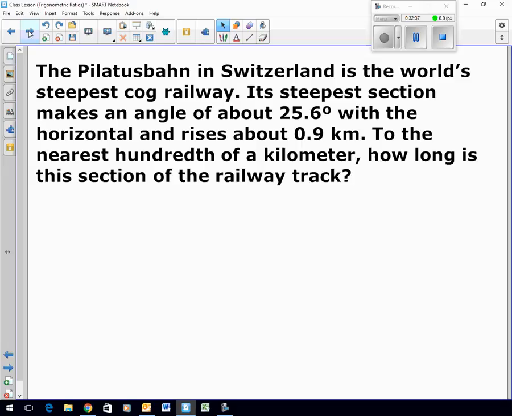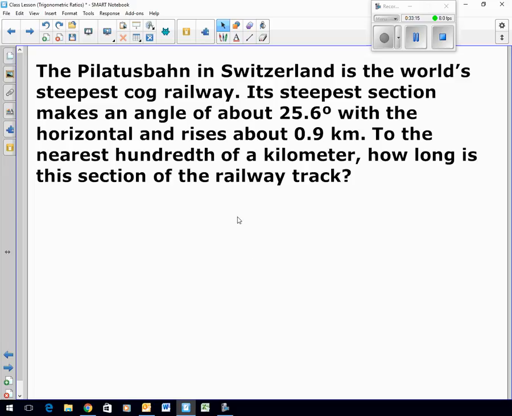I had high expectations for you as far as your word problems were concerned. I think a little bit too much. If I get a word problem, what should I probably do? Probably should draw a picture, right? Well, you should read it first. World's steepest cog railway. Its steepest section makes an angle of about 25.6 degrees with the horizontal and rises about 0.9 kilometers. To the nearest hundredth of a kilometer, how long is this section of the railway track?